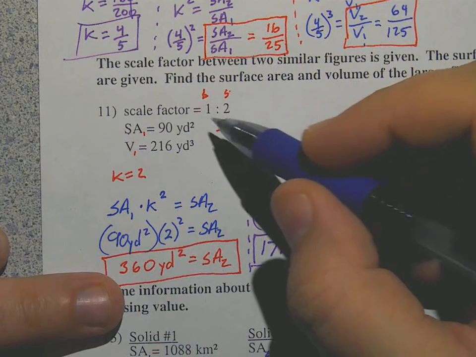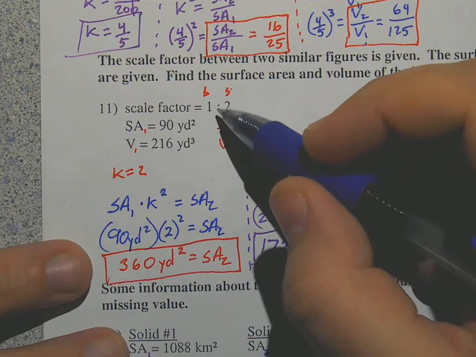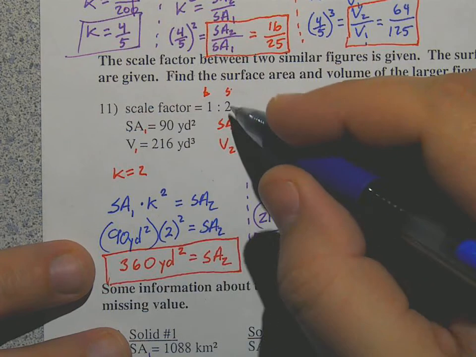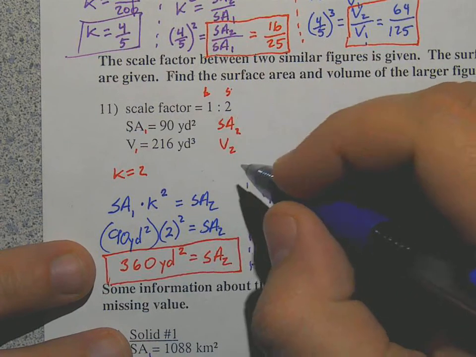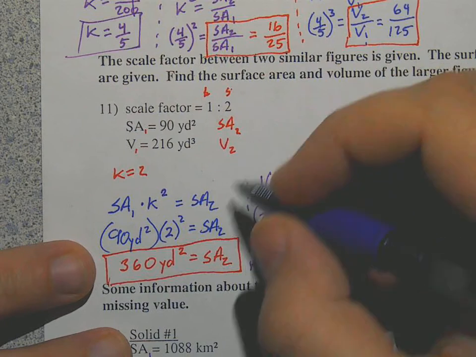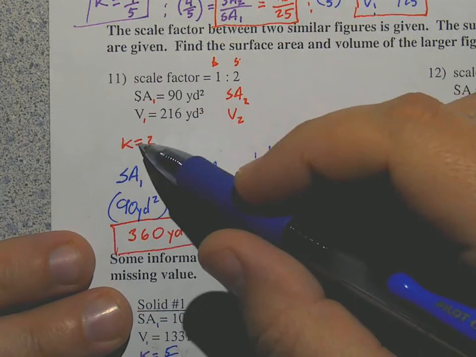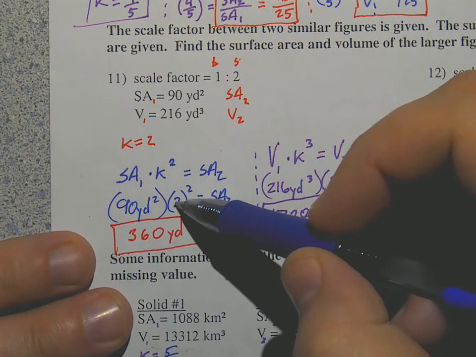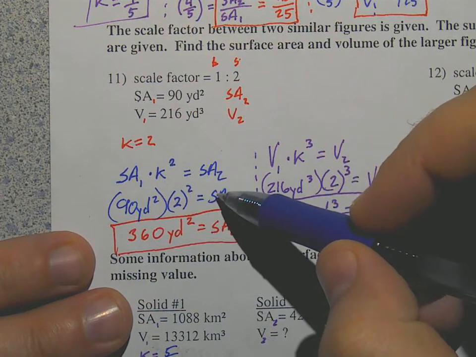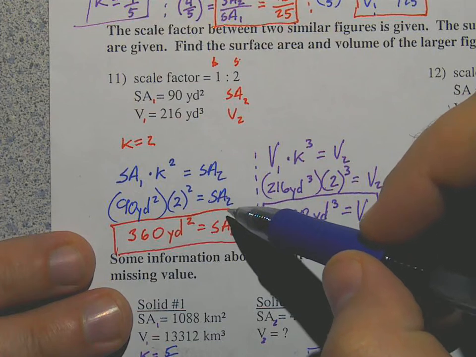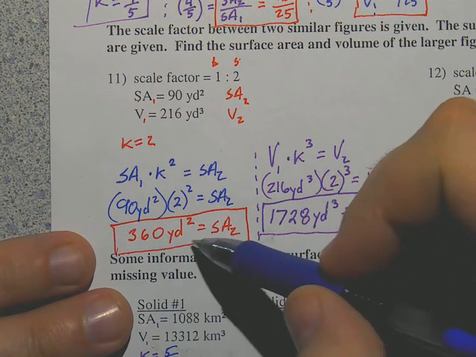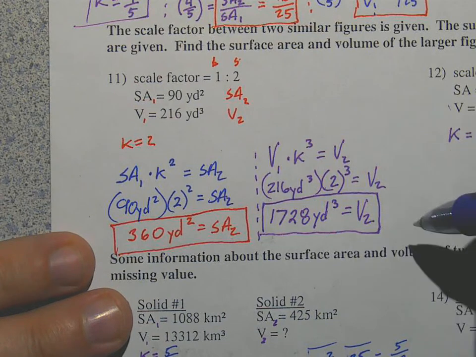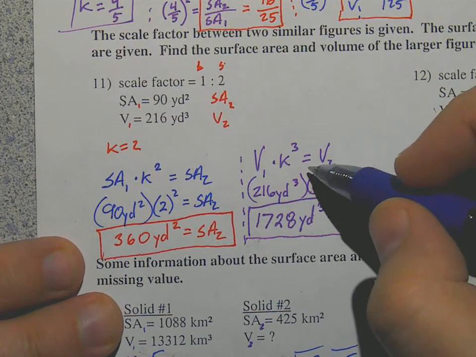Now, in the next one, it asks us to find the surface area 2 and the volume 2, given the scale factor. Now, these scale factors are a little weird to read. It's 1 to 2, but they told us that this is the smaller figure here. So we know the larger figure is going to be double the size of the smaller figure. This is a 1 to 2. So what I found was that our K is equal to 2 for doubling. And the original surface area is going to be multiplied by 2 quantities squared to get the new surface area. So that's going to be 90 times 4, which is 360 yards squared.